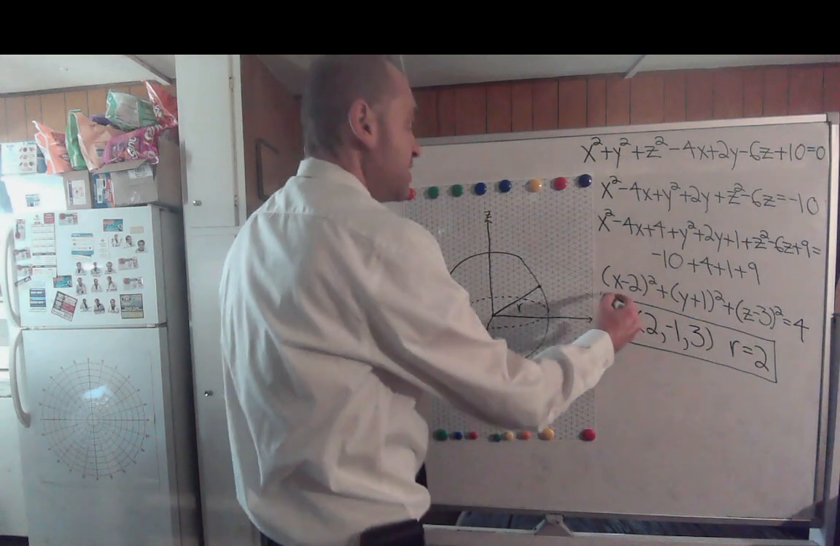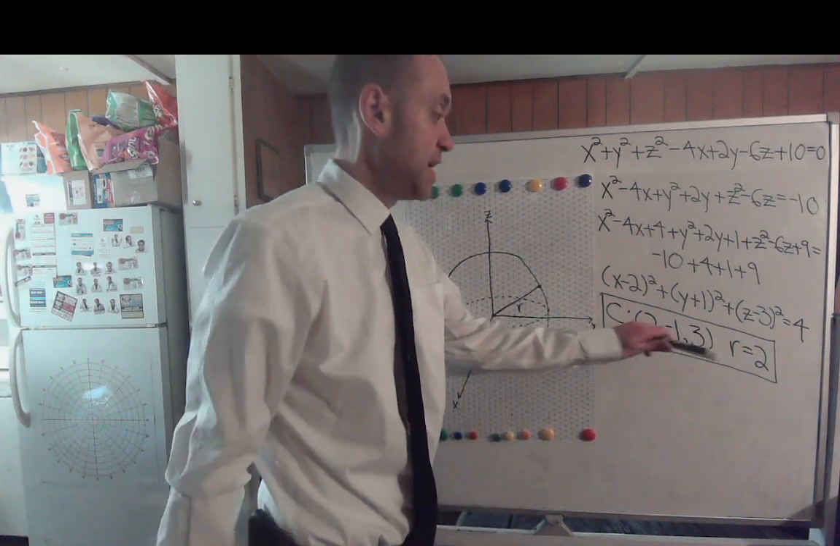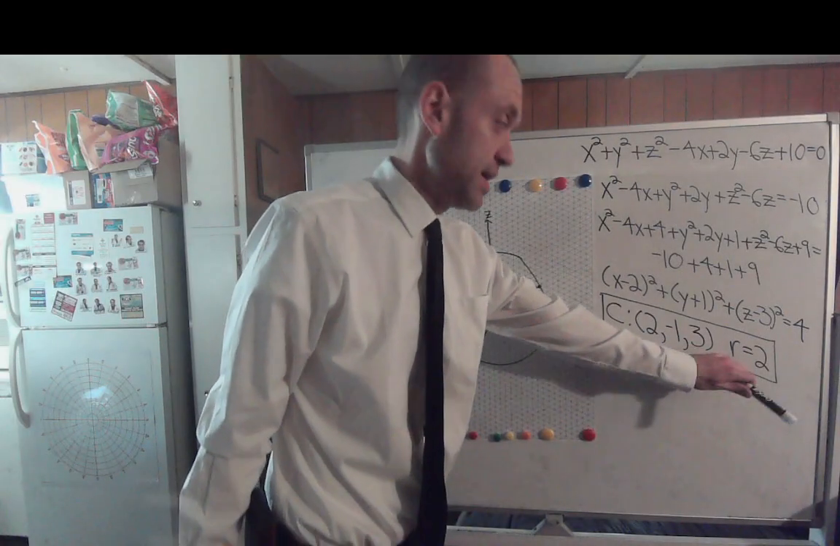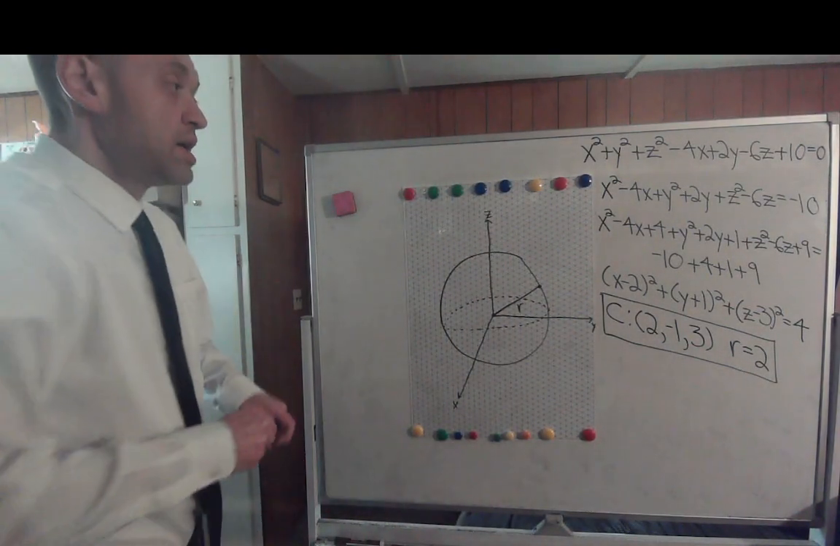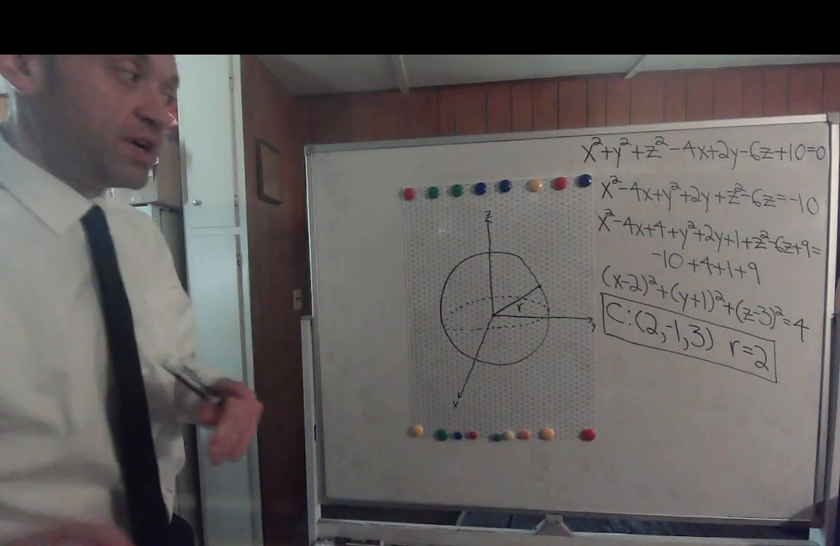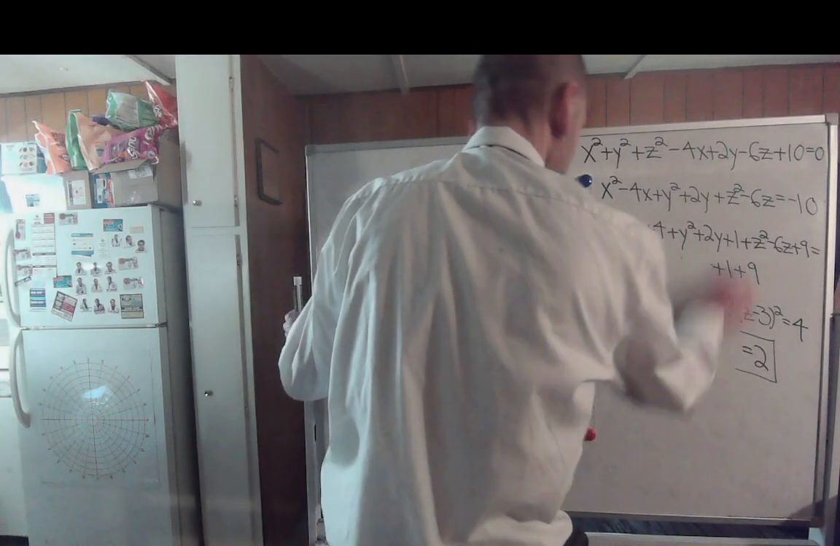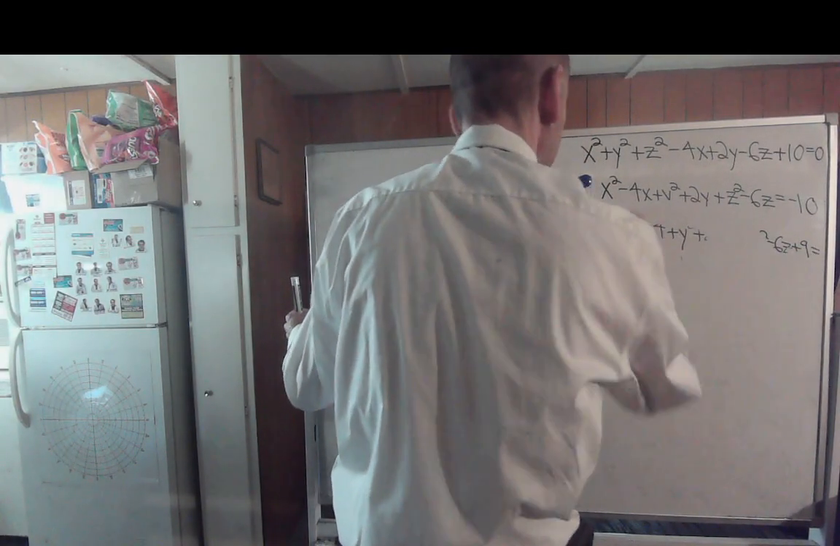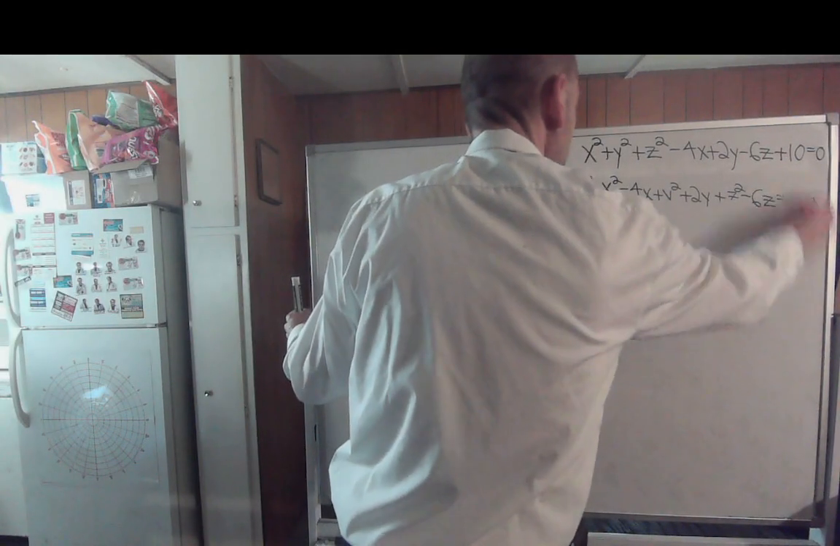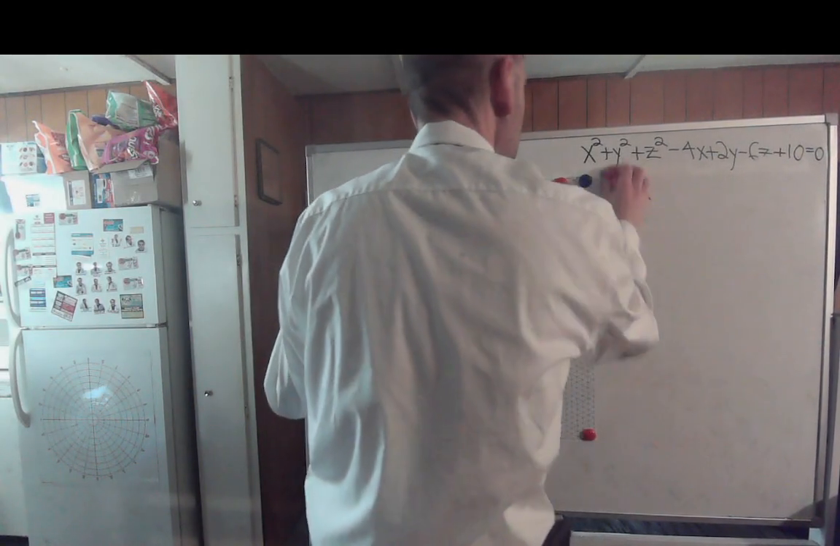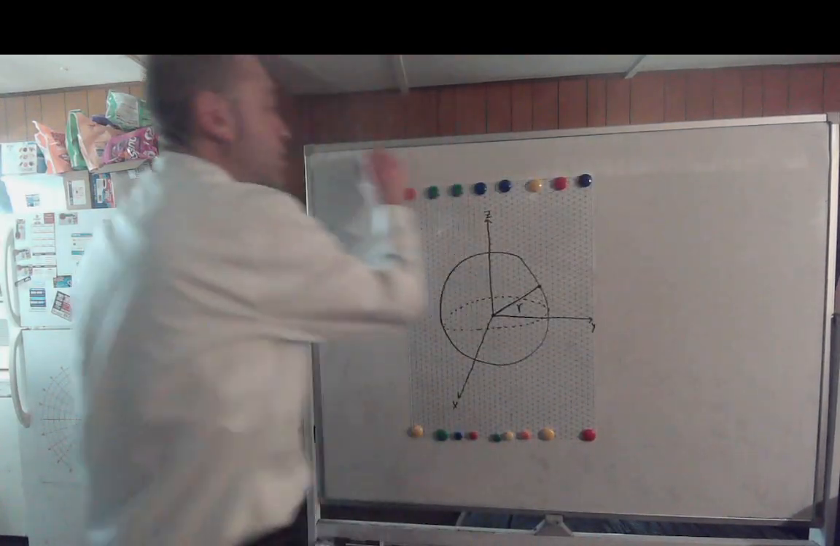So this sphere has a center of (2, -1, 3) with a radius of 2. Let's do one more of these, then we'll move on to traces. All right.